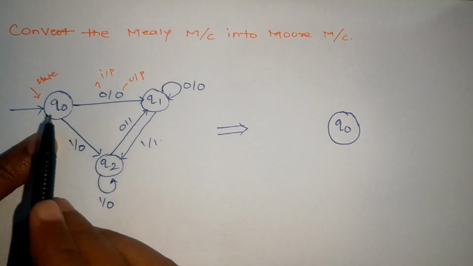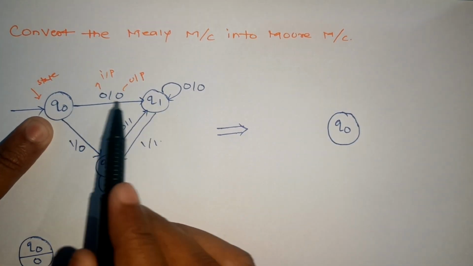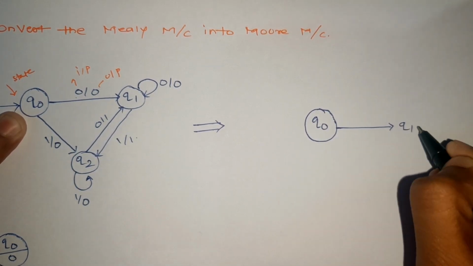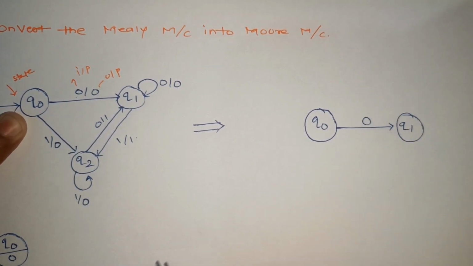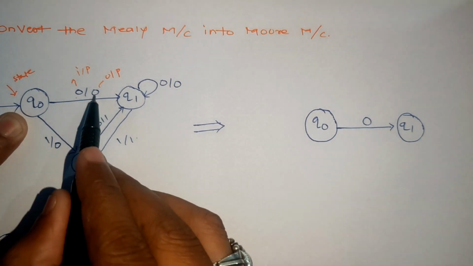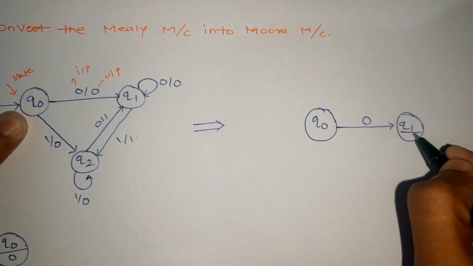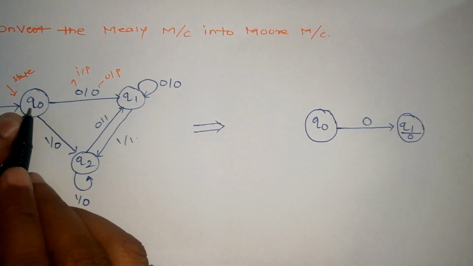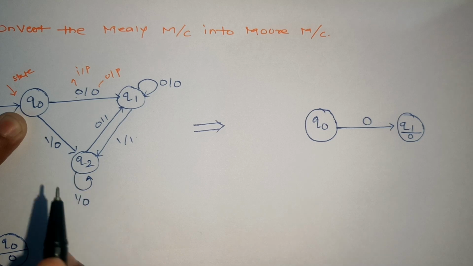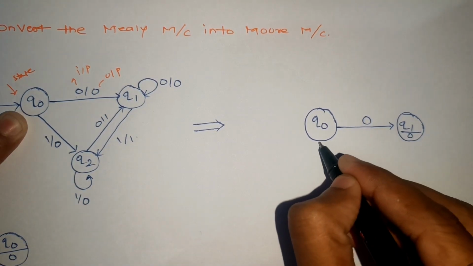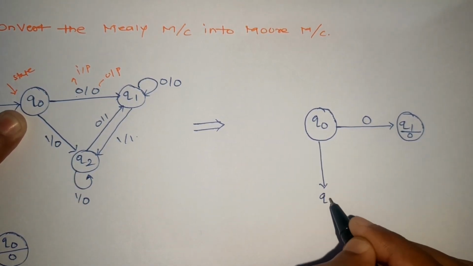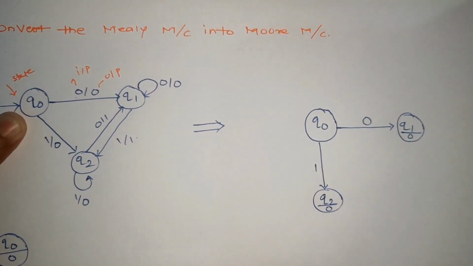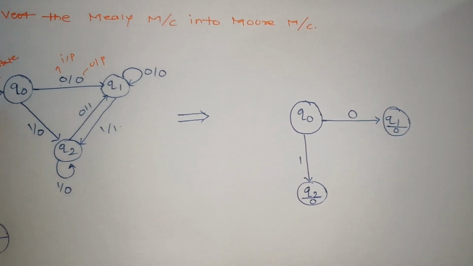So I'll be writing the first present state as Q0. Here it is. Now Q0's next state is Q1 when the input is 0, and in that case the output is 0. So I can place output here. So next at Q1, the output will be 0. Second condition, Q0's next state is Q2, so we'll be writing here with input 1 and output 0. So this will be our first step.